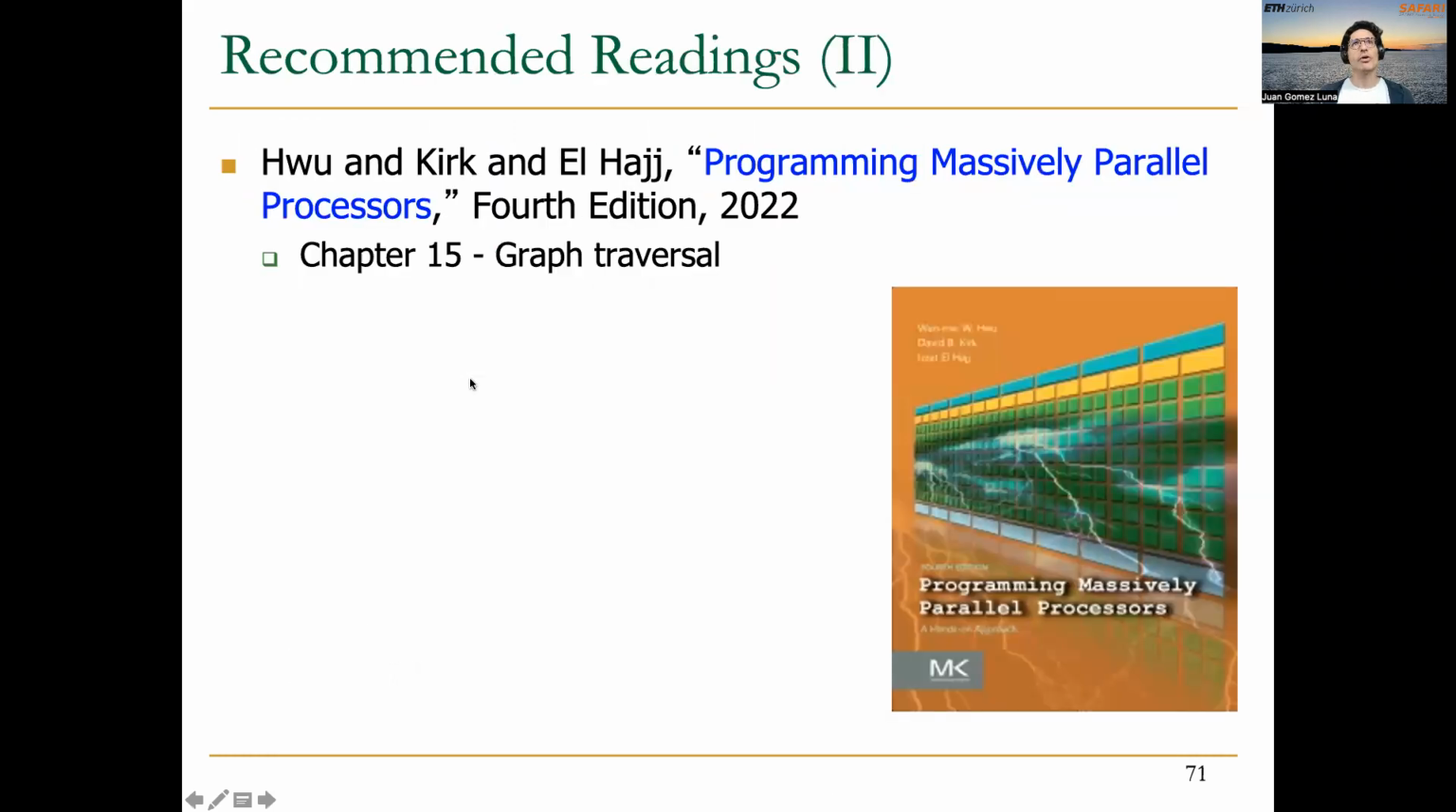And if you want to learn more about graph search, graph traversal, or graph processing in general, you can check chapter 15 of the book, Programming Massively Parallel Processors.